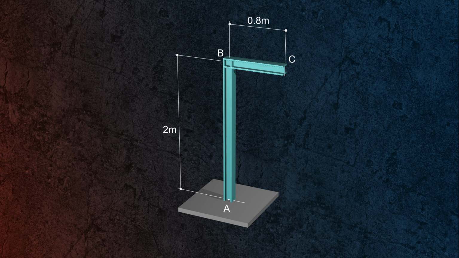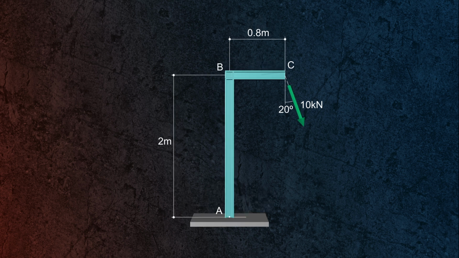Here we have a column that's 2 meters tall with a 0.8 meter cantilever at the top. At the free end, there is a 10 kN force acting at an angle of 20 degrees from the vertical. We need to solve for the moment at point A. First, we need to solve for the moment arm of the force. Again, it will be the distance from the pivot point, which is at point A, and perpendicular to the line of action of the force.